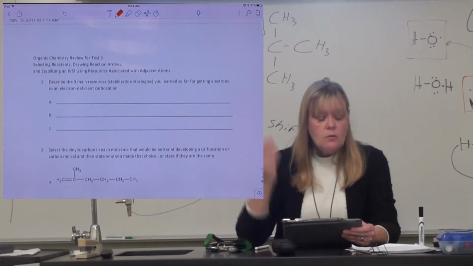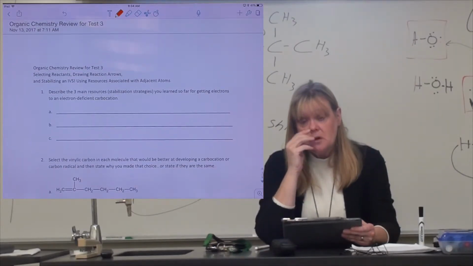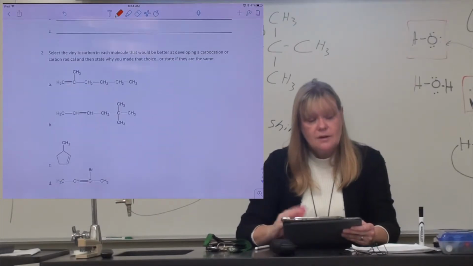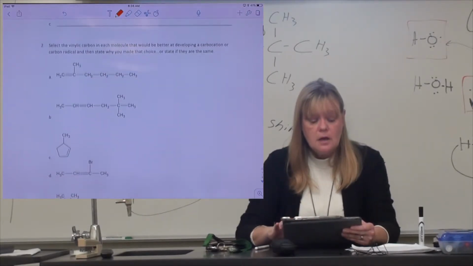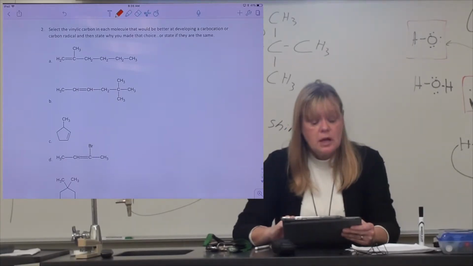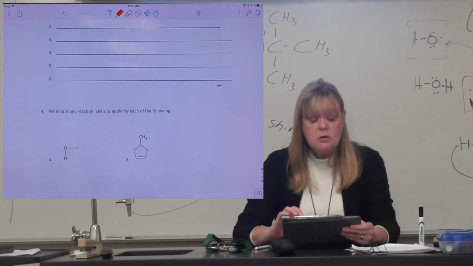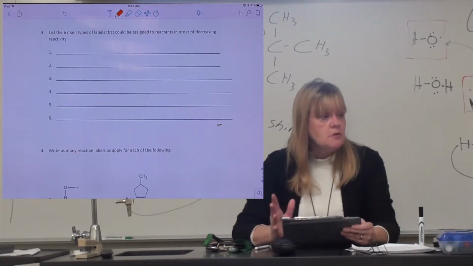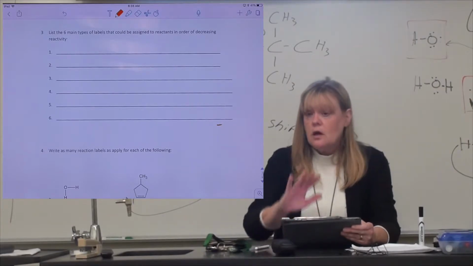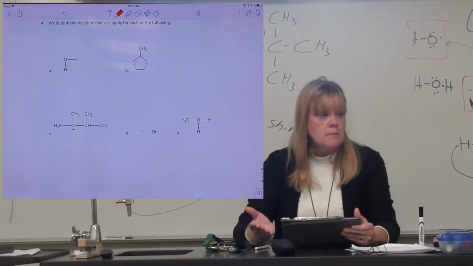But anyway, I wanted you to know what the 3 stabilization strategies are for a carbocation or carbon radical. Well, 3 for a carbocation. How to select which vinylic carbon will become the carbocation or carbon radical. How to label, because we're also incorporating chapter 5 in this. So I wanted you to make a list of the 6 types of labels and then apply them.